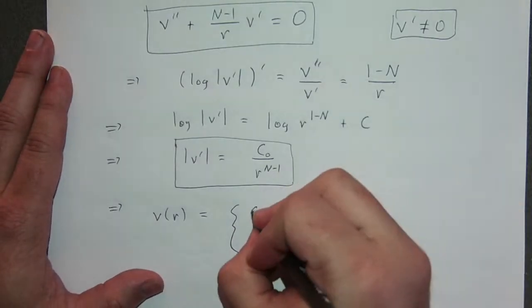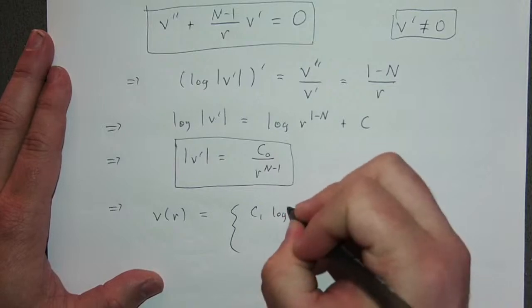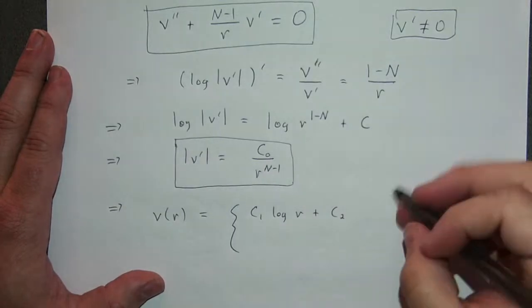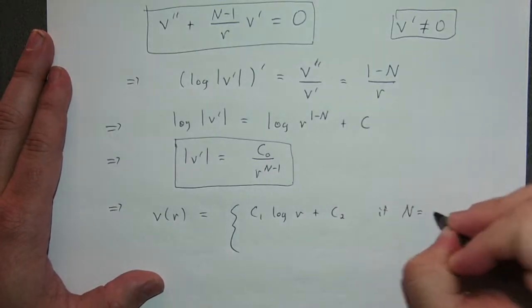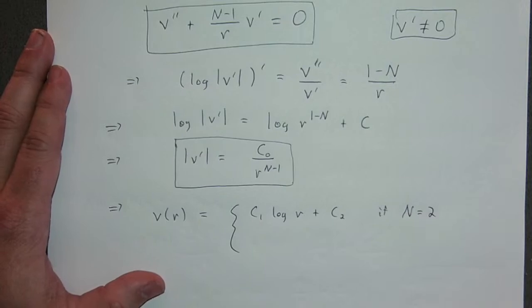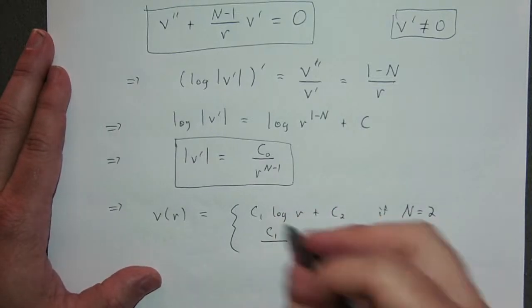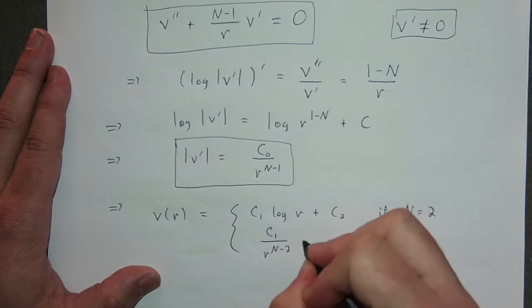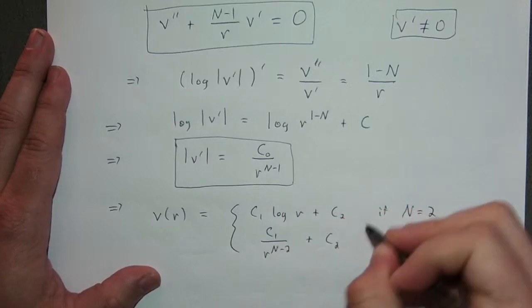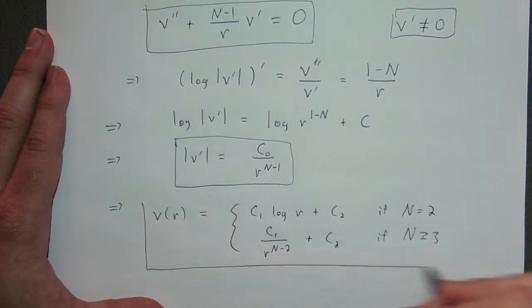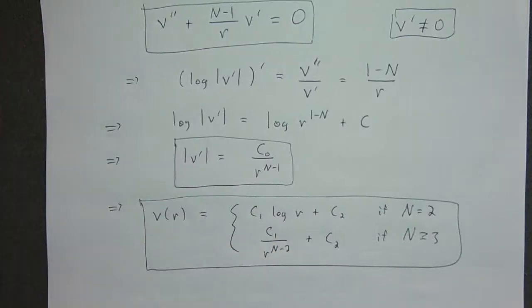So this is some c1 log r, plus some c2 if our dimension is 2. And if our dimension is 3 or bigger, I get c1 over r to the n minus 2 plus c2 if n is 3 or bigger. All right, that's my solution to this.